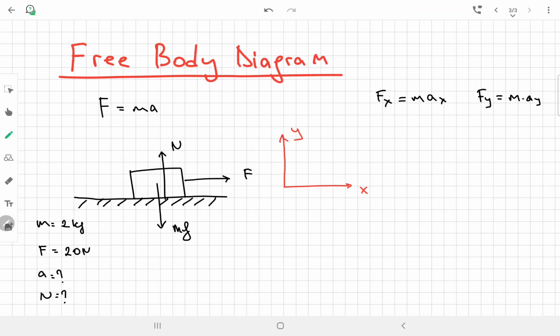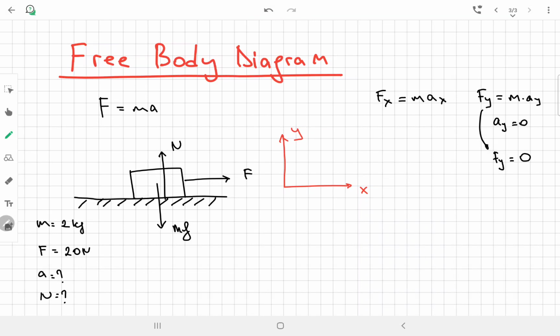So here you should think: we know that this object cannot fly upward. It cannot go into the table. It's obvious. It means it is not moving in the vertical direction. If no motion in the vertical direction, it means no acceleration in the vertical direction. So we can rewrite this equation: the resultant force in the vertical direction should be equal to 0.